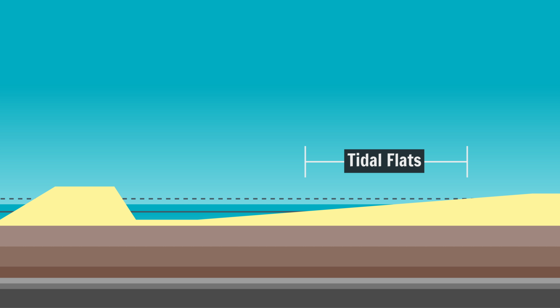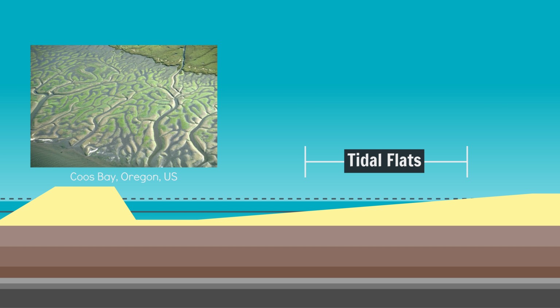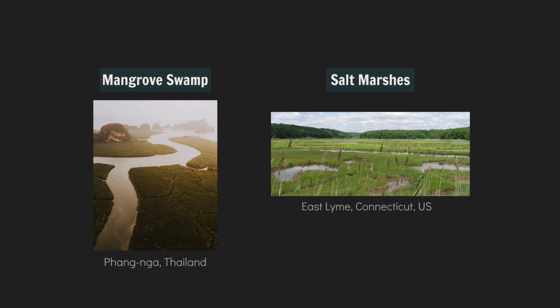A tidal flat will usually have one or more tidal channels flowing through it, as well as numerous tidal creeks. If the tidal flat is high enough, salt-tolerant plants will start to colonise the flat, forming a coastal wetland. Mangrove swamps and salt marshes are the two main types of coastal wetland.